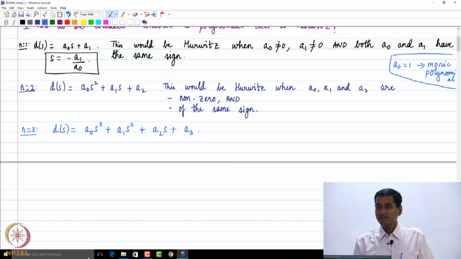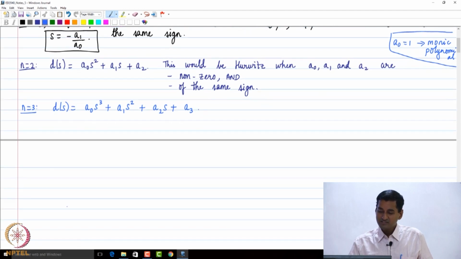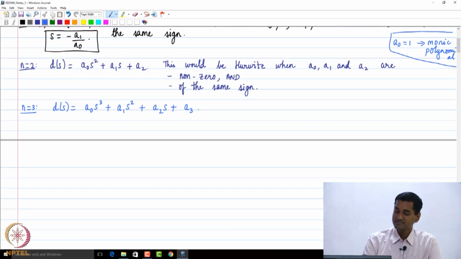So what do I mean by that? Yes, for all the 3 roots to be in the left of the complex plane, I need the coefficients to be non-zero and of the same sign. But it turns out that the necessary condition is also sufficient for polynomials of order 1 and 2, but not so for polynomials of order 3 and more. So let me demonstrate it to you through 2 examples. Let's consider a couple of examples.